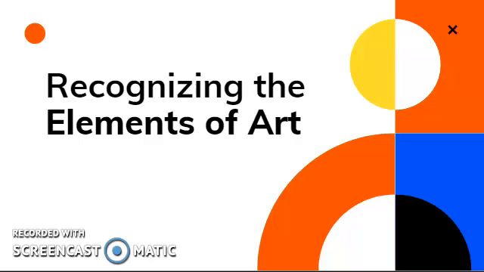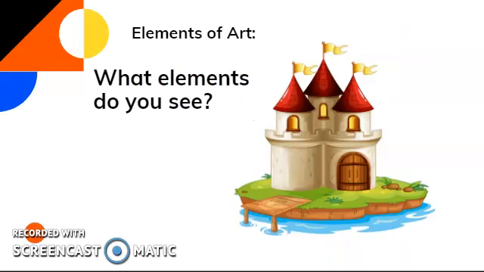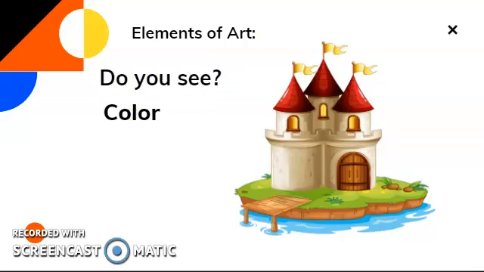Now, we've just talked about the 7 elements of art. Now that you know about them, let's see if you could recognize them in the artwork. Since artwork is made up of elements of art, all artwork uses at least some of them. Maybe the art uses almost all of them, or maybe it uses a few. What elements of art do you see in this castle? Do you see color?